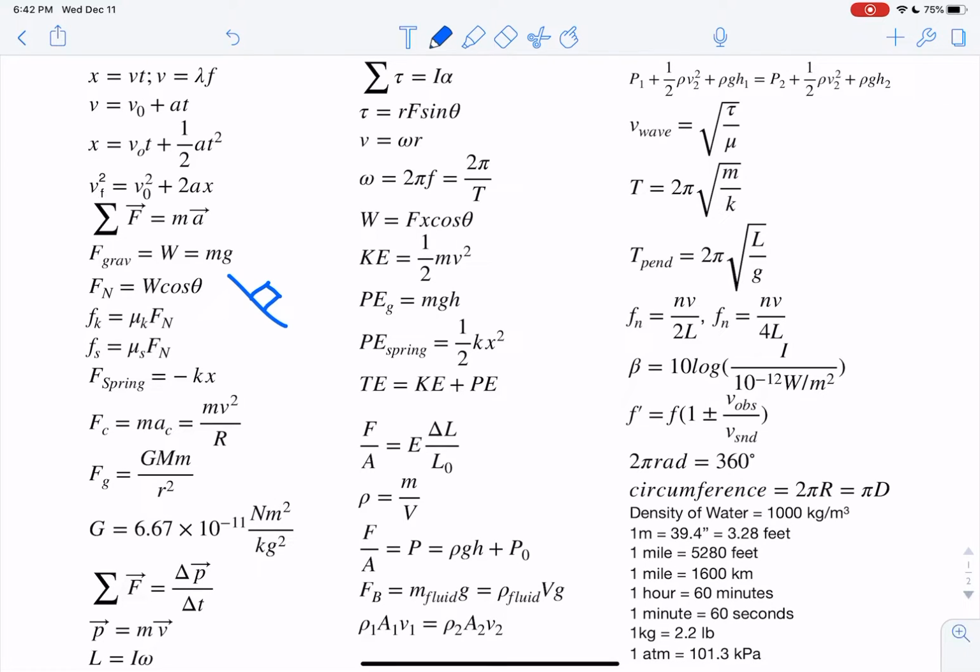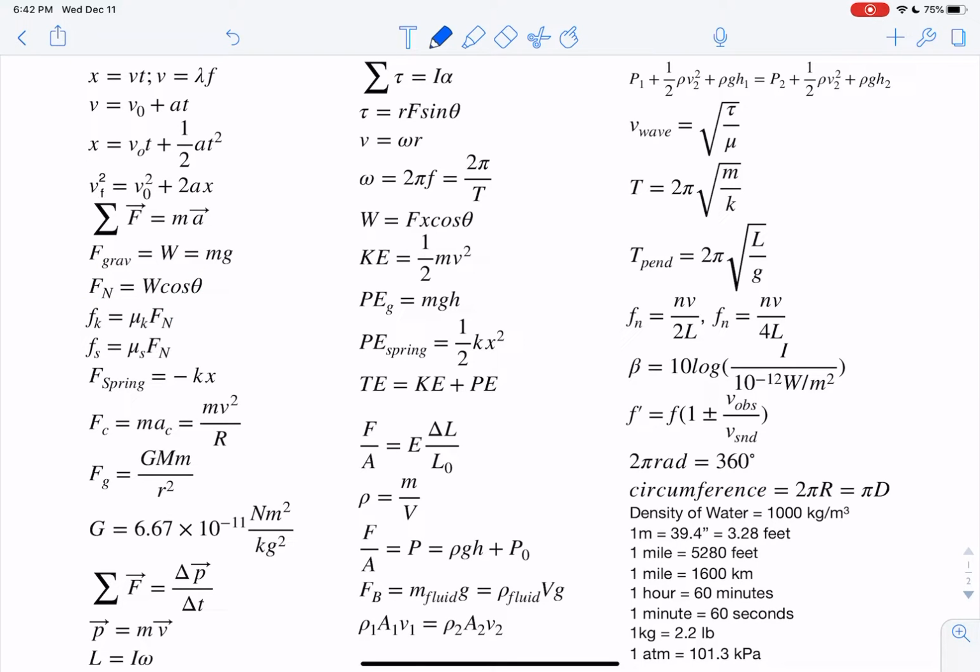So if it's at some angle like this, you're going to have the weight down, and the normal force in general is the component w cosine theta. Unless it's flat, then it's just w, mg. The force of friction is mu k times the normal force. So you calculate what the normal force is. Depends on how heavy the object is in contact with whatever it's in contact with.